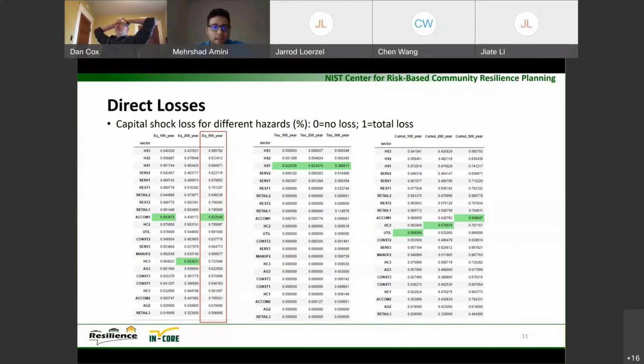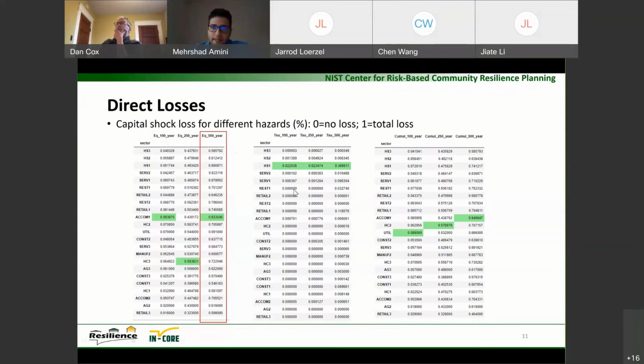The CGE modeling in IN-CORE is now not capable of handling a very large extreme shock. As part of the future study, which was mentioned at the end of the presentation, we need to modify the model based on our meeting with Harvey and his postdoc scholars. One of the keys is that we need to adjust the elasticity factor in the CGE modeling in order to put a very large shock into the model. That's why we cut the current result at a return period of 500.